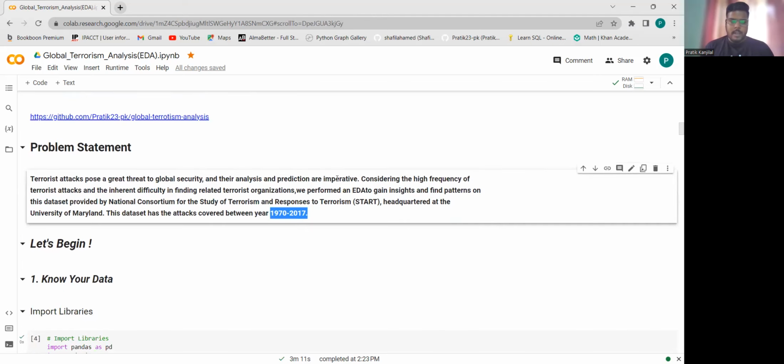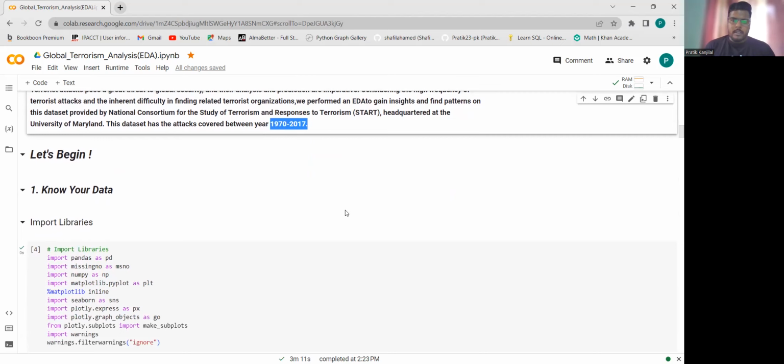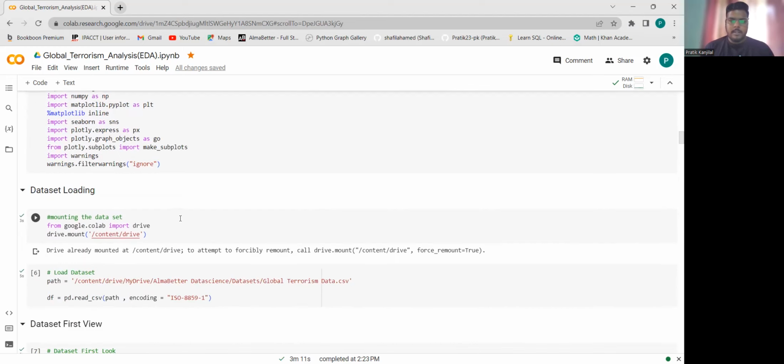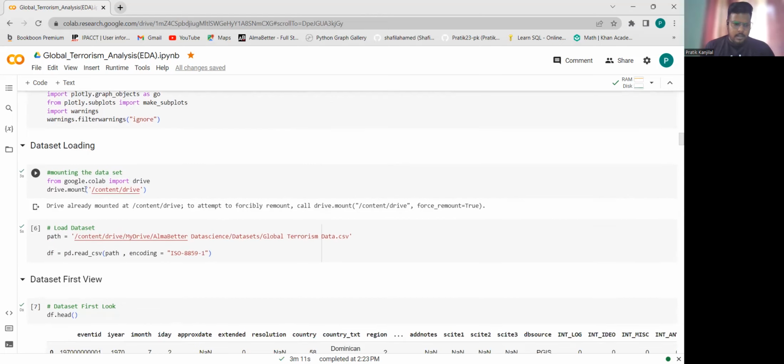We have more than 180,000 attacks. So let us first import the libraries. Here we have imported the required libraries, and more libraries are to be imported in the process. Now we have mounted our data set, which is stored in Google Drive. We have mounted this Colab notebook to Google Drive and we have loaded the data set.